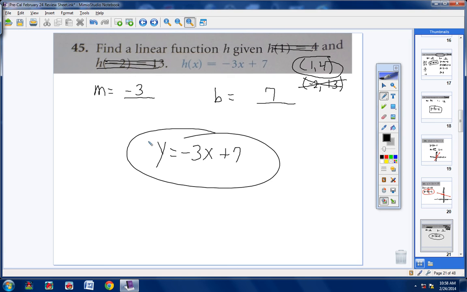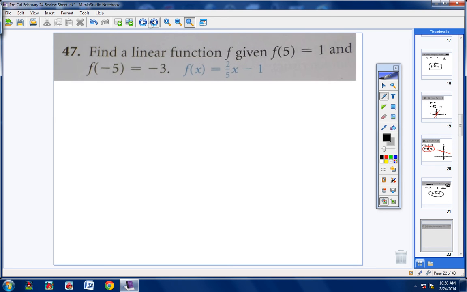I'm just quickly checking the answer here. Yes, we got it right. Okay, number 47, same thing. I mean, you put in 5, you got a 1 out, so one ordered pair is 5, 1. You put in a negative 5 and you got out a negative 3. And so there's your other ordered pair. You're writing a linear function or a linear equation.